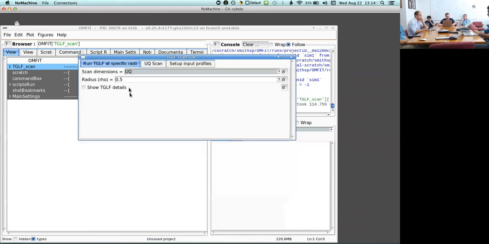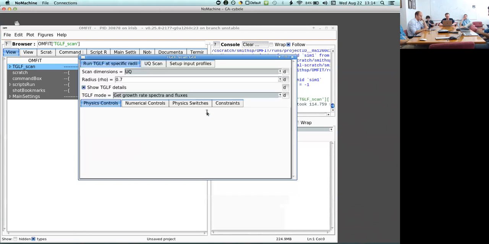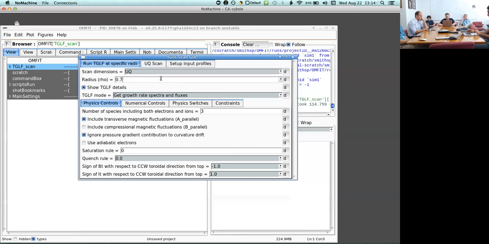Okay, so I'm going to choose a radius to do the UQ scan over. For instance, I'm going to do rho of 0.7. I'm going to choose 2 ions and 1 electron species to be analyzed in the TGLF scan. So I'm going to have 2 main ions and the electrons over here. There are other parameters that can be played with, like what we have in the TGLF scan module.